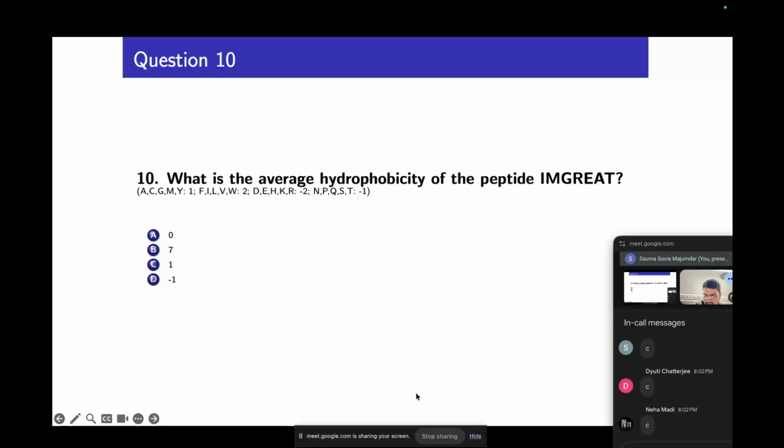If it's one, I is 2, M is 13, G is 14, R is negative 2, E is 0, A is 1, T is negative 1. I'm getting, I don't think C is the correct answer.